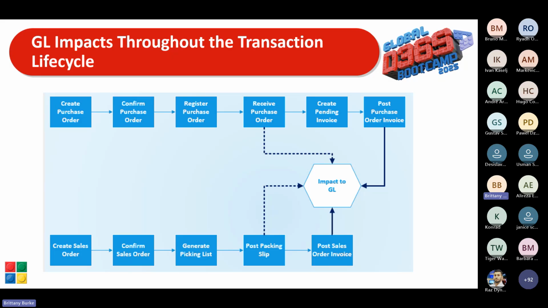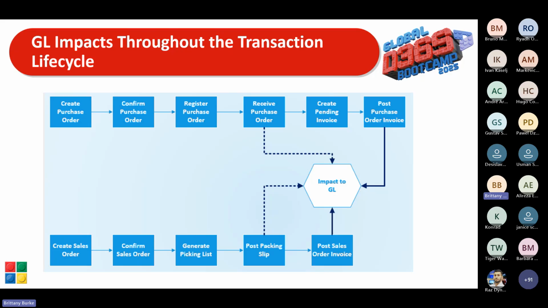There's some parameters in item model group or item groups, which determine whether or not you will accrue inventory and posting. So that's where our dotted lines are going to come in. It may or it may not. Now, regardless of how our receiving or on the sales order side, posting a packing slip impacts the GL. When we create a pending invoice on the purchase order side, it again does not hit the GL. It doesn't say, hey, accrued invoice. It just sits out there until we post it.